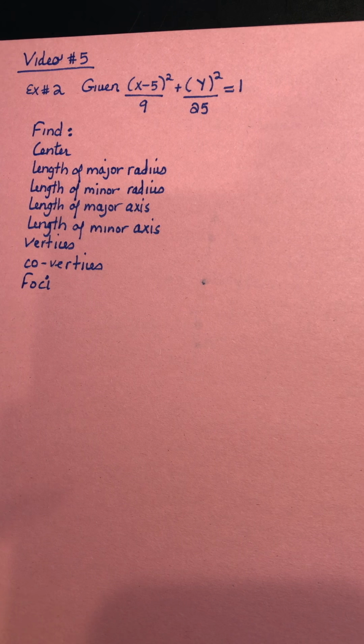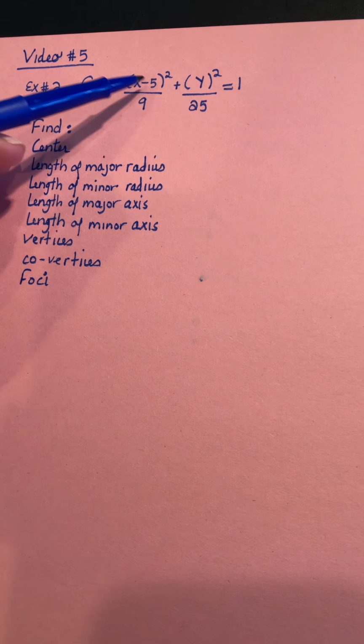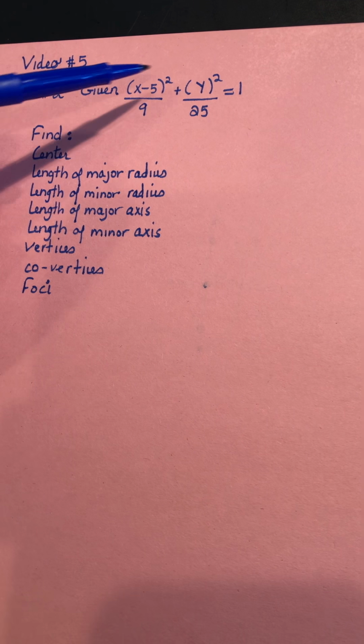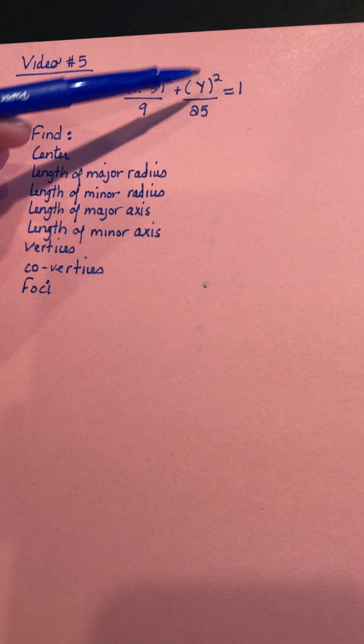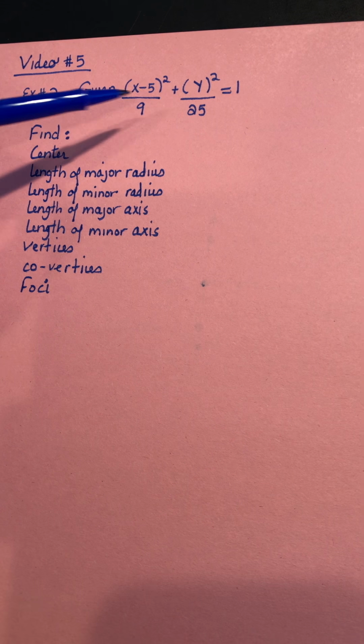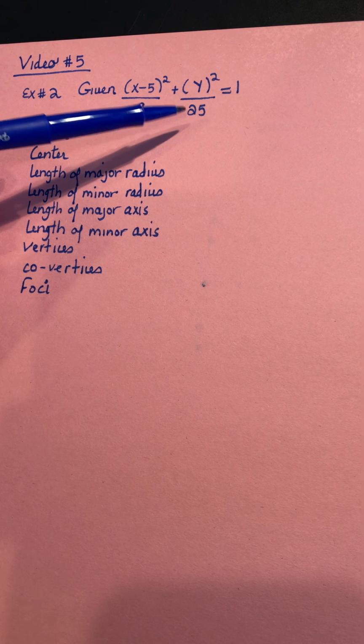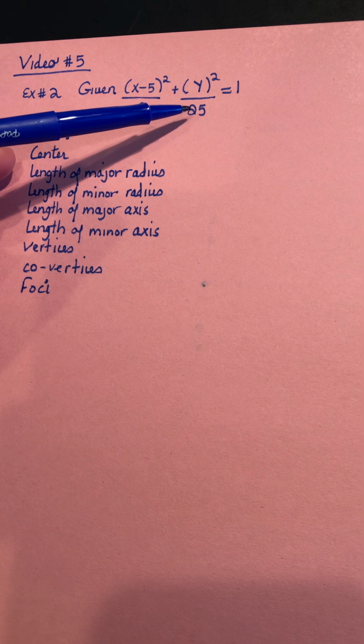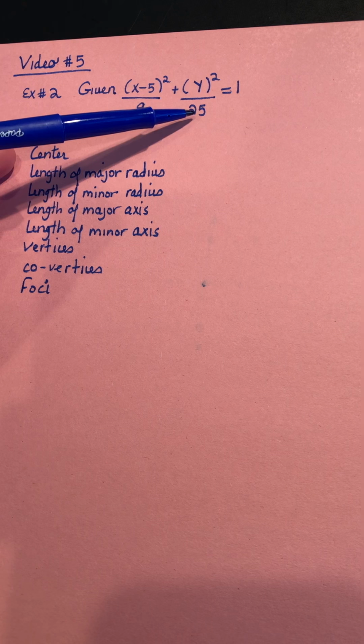Welcome to video number 5, and in this video we're going to do another example of finding the important parts of an ellipse. So I'm given that the equation is the quantity x minus 5 squared over 9 plus y squared over 25 equals 1. And right away I know that this must be a vertical ellipse because the bigger number is under the y.